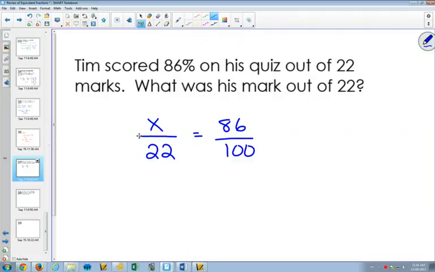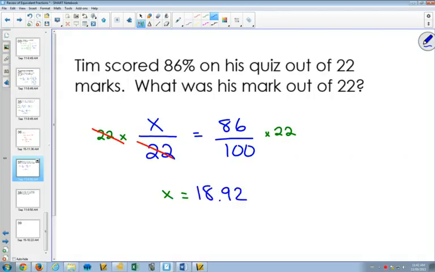So now we want to find out what x is. We're dividing x by 22. The algebra says opposite of dividing by 22 would be to multiply by 22. These will cancel out. And we go to our calculator, and 86 times 22 divided by 100, or 86 divided by 100 times 22, gives 18.92.